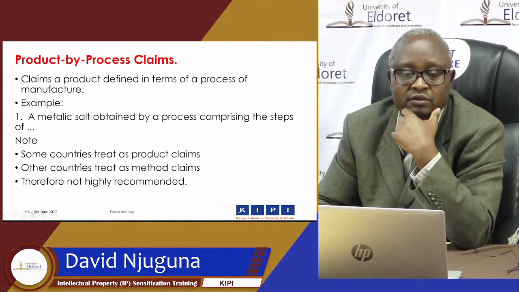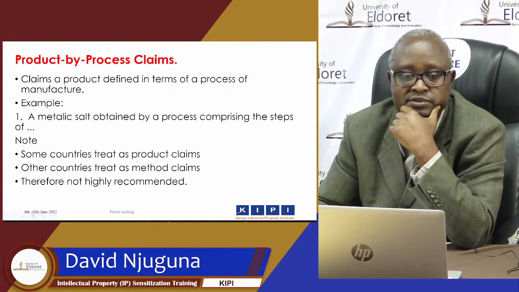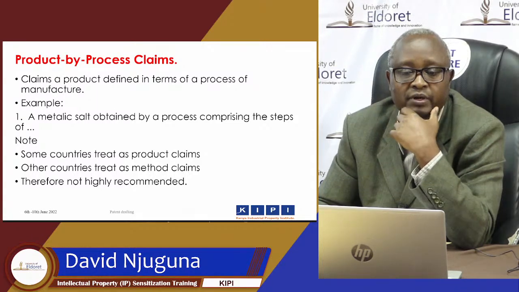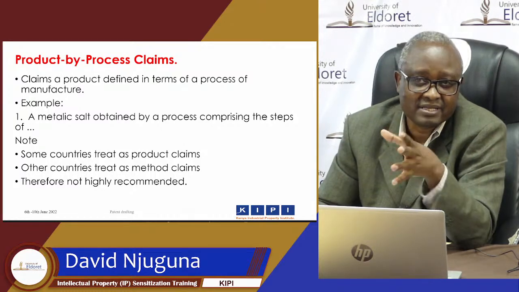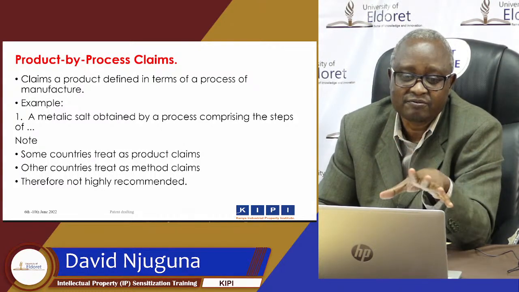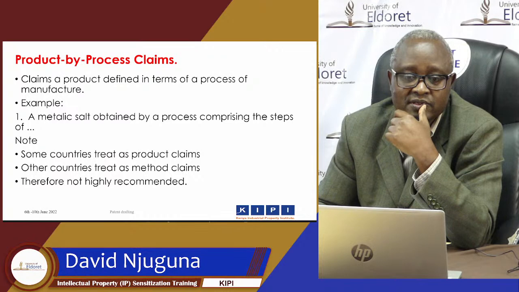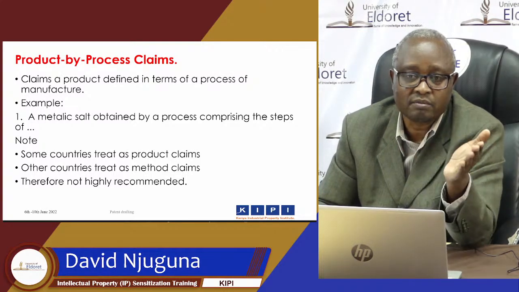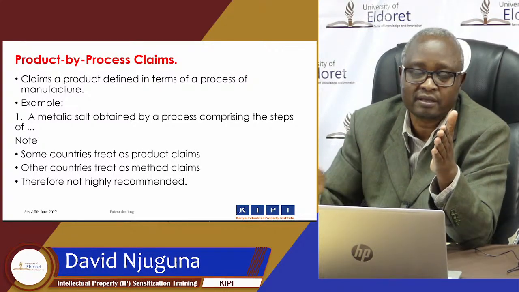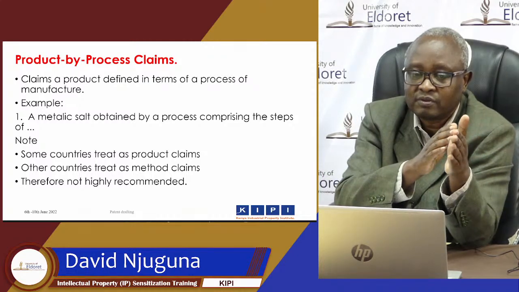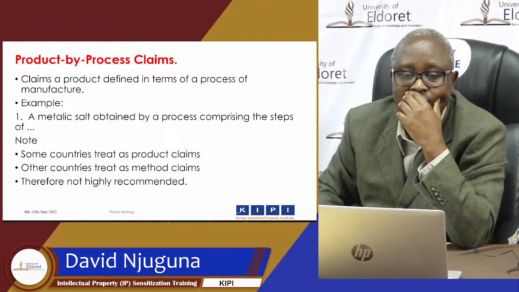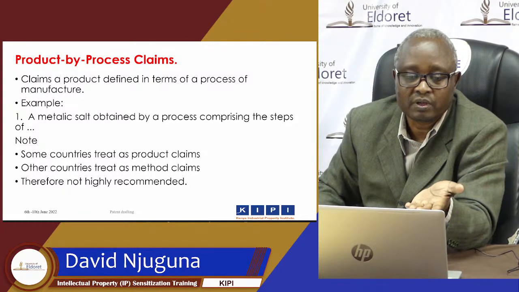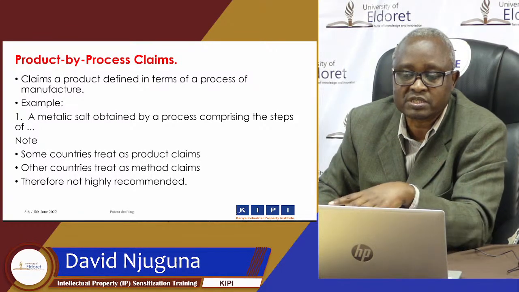There is also a category called product by process claims, relating to claims of a product defined in terms of the process of manufacture. But these are not very good claims because you are defining a product not by the product itself, but by the process of making the product. For example, a metallic salt obtained by a process comprising the steps of.